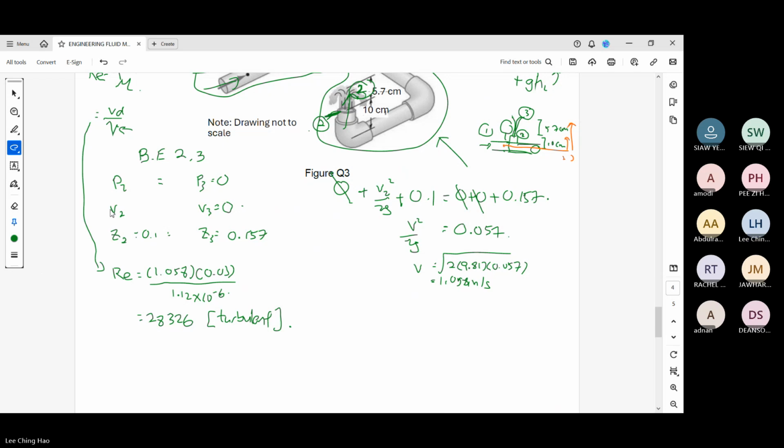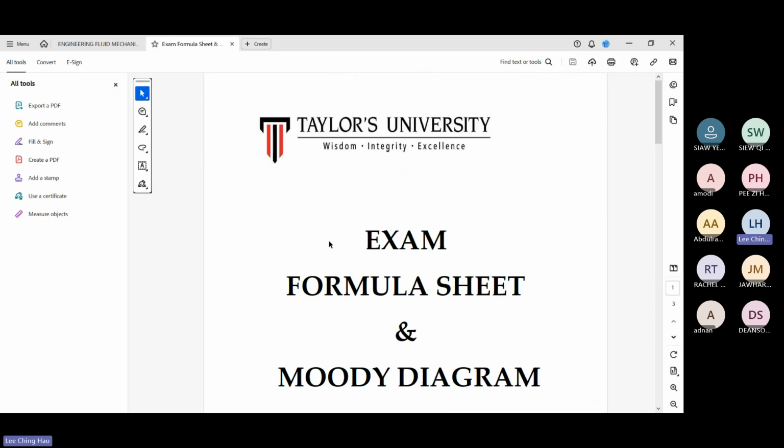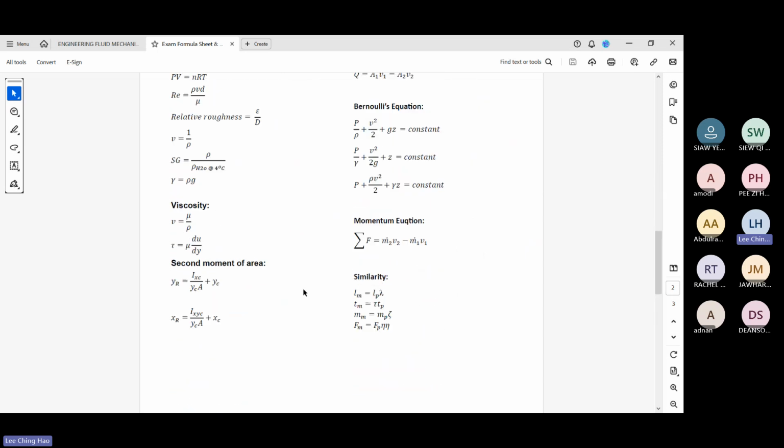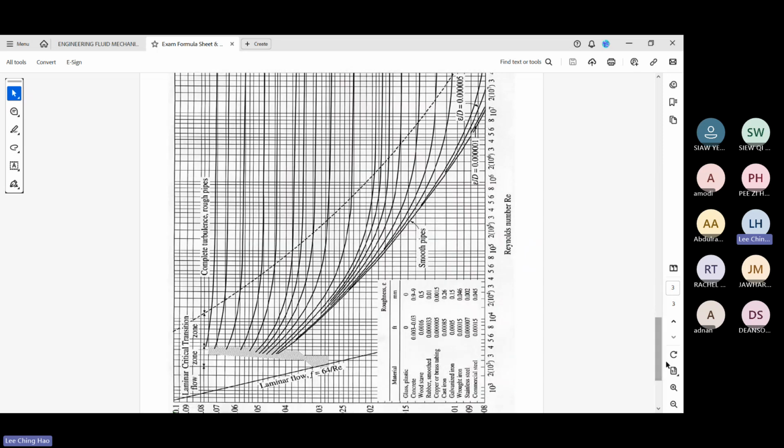Let me open it. It's my chart. Okay, this one. This is the formula sheet that you will see exactly like this. Anyway, we go to this chart first.